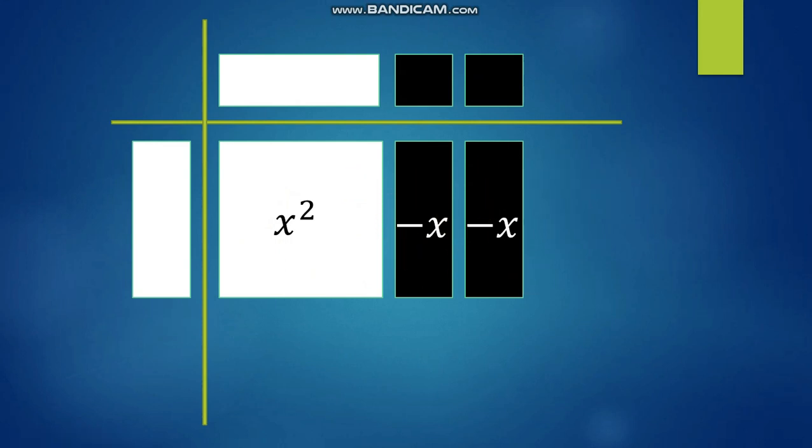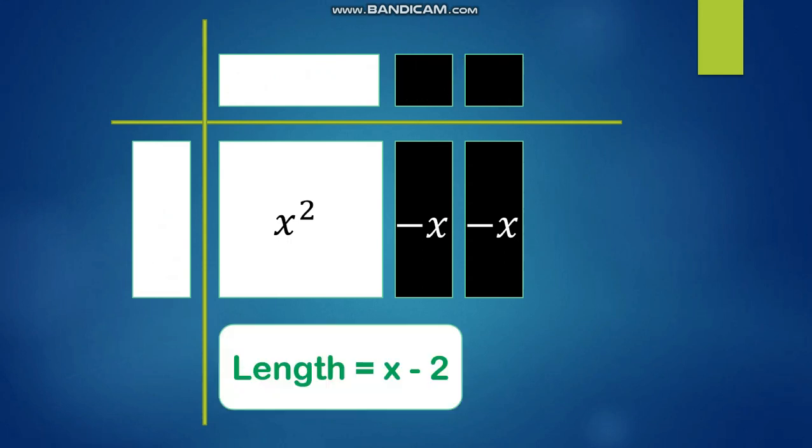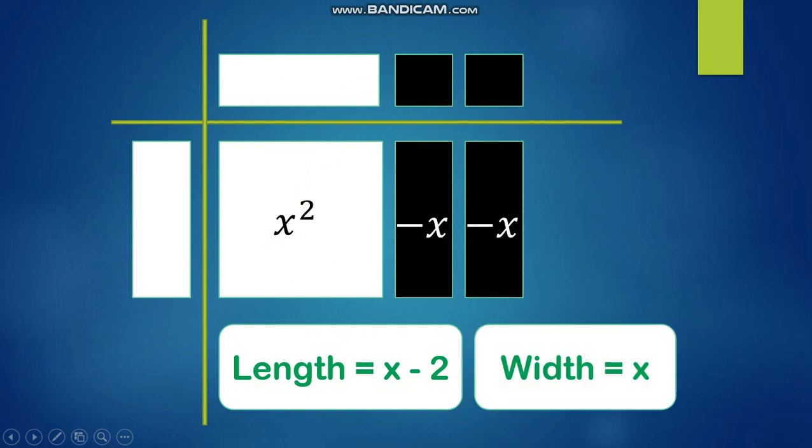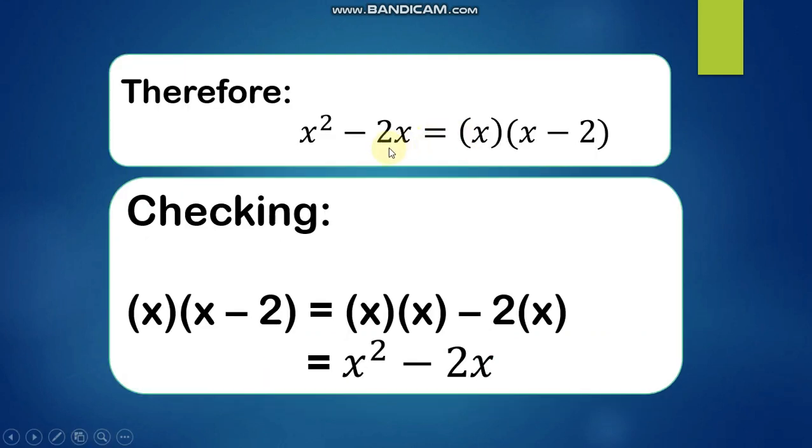To get the factors, we have to use here the positive x. We also have here the positive x, then the negative 1, and the negative 1. The length of our rectangle x squared minus 2x is x minus 2. And the width of our rectangle x squared minus 2x is equal to x. Therefore, we have the factors x minus 2 times x. Therefore, x squared minus 2x is equal to x times x minus 2.